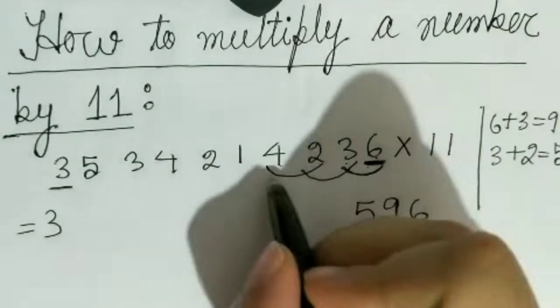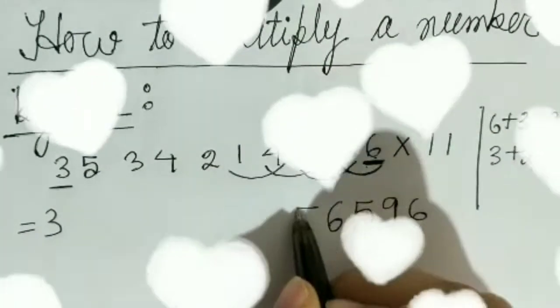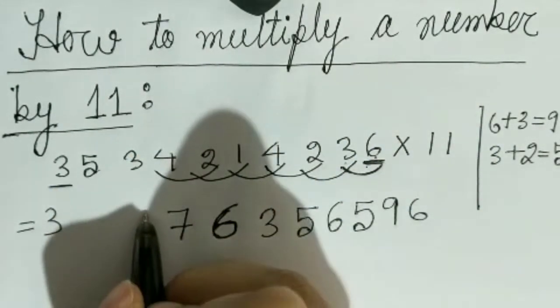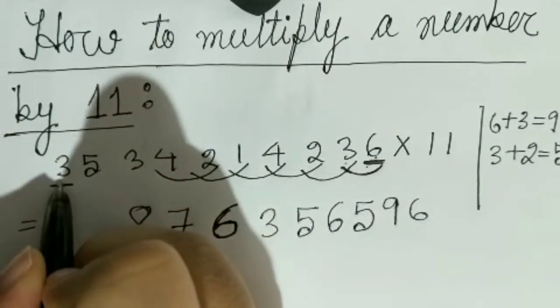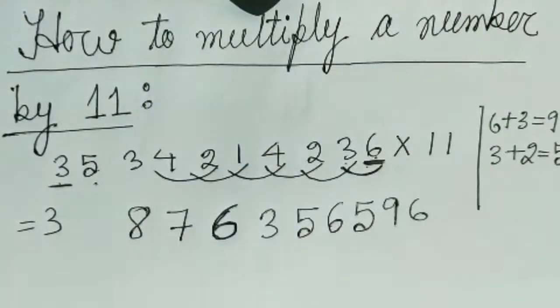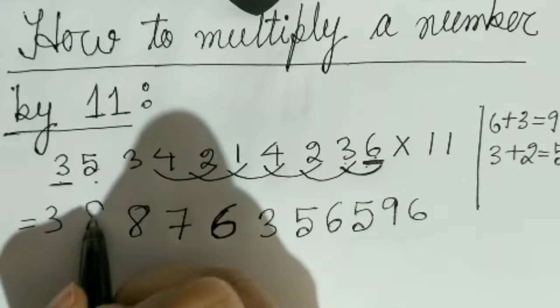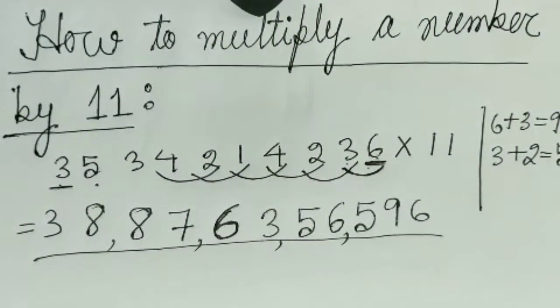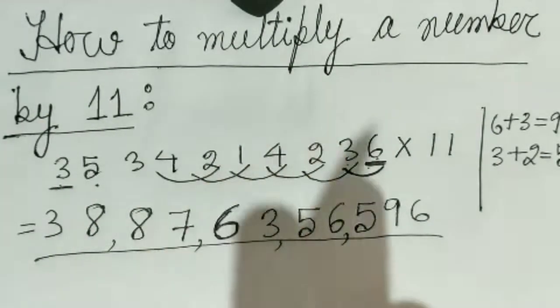Again, 4 plus 2, 5 plus 3 is equal to 8, 3 plus 5 is equal again 8. So, you have got the result within a few seconds. You can recheck it using your calculator. You will get this result.